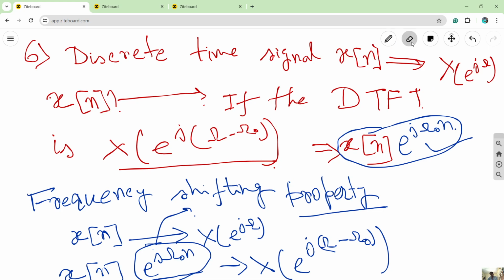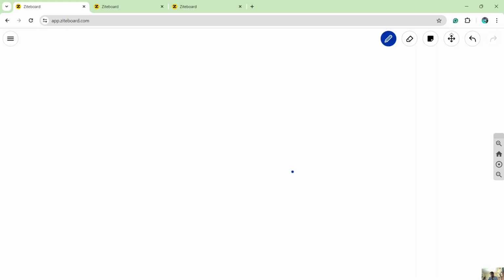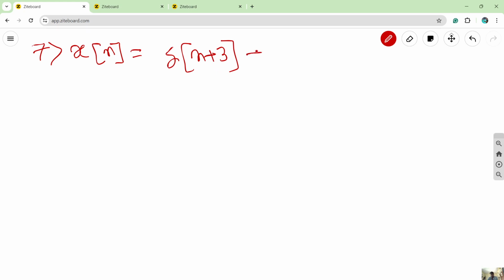Okay, now let us go to the next question. The next question is, if we have x of n equal to del of n plus 3 plus del of n minus 3, then what is X e to the j omega?